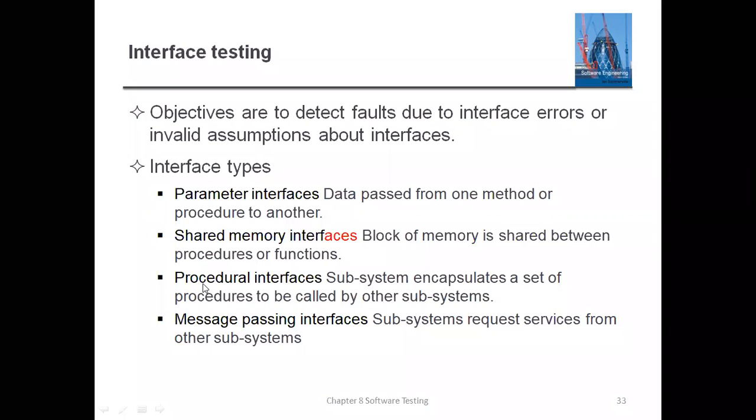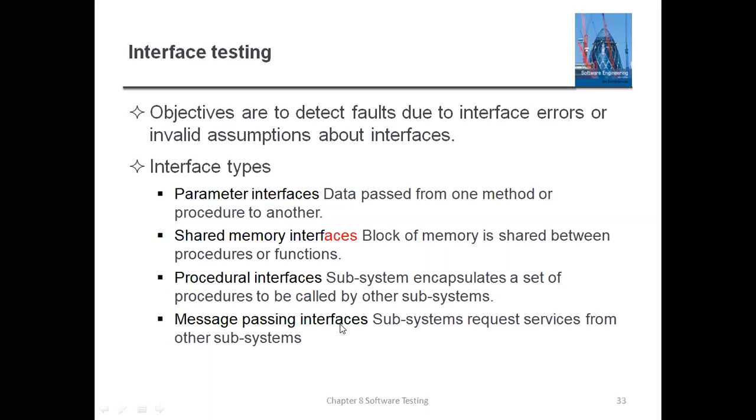The next one you can see is the procedural interfaces. So what is happening here? The subsystems encapsulate a set of procedures to be called by other subsystems. It means that procedure in the sense you are writing some code or giving some kind of instructions, then one instruction has to follow the next instruction. The first instruction will be encapsulated with some of the other instructions, which are also known as sub instructions. So that can be called by your subsystems. That is nothing but your procedural interfaces. The last one is the message passing interface.